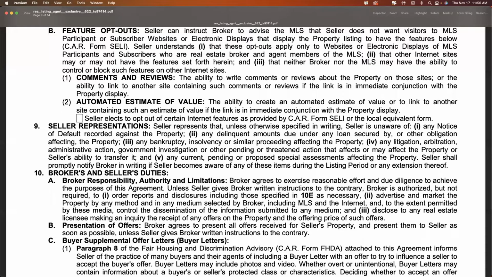Seller representations. Seller represents that unless otherwise specified in writing, seller is unaware of any notices of default, any delinquencies, any lawsuits. That's what they're saying there. Like, there's nothing that's going to affect the sale of this house that I'm aware of, and that you're not aware of, and I'm disclosing to you.